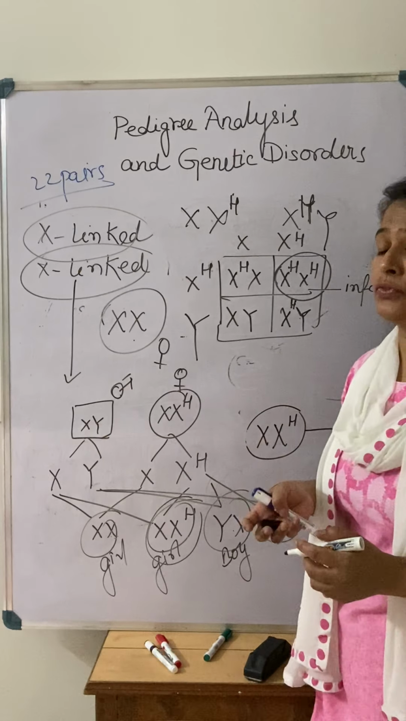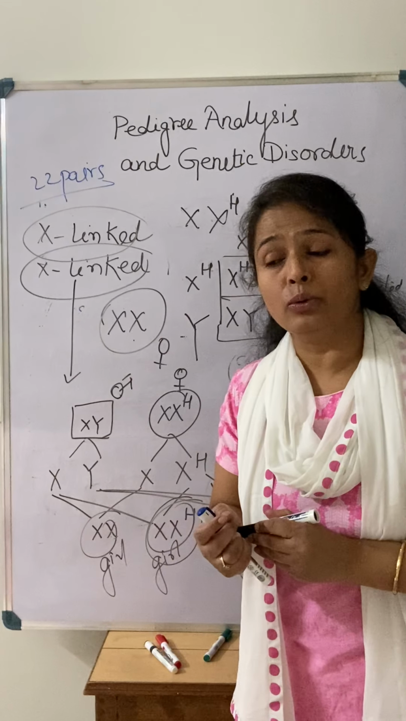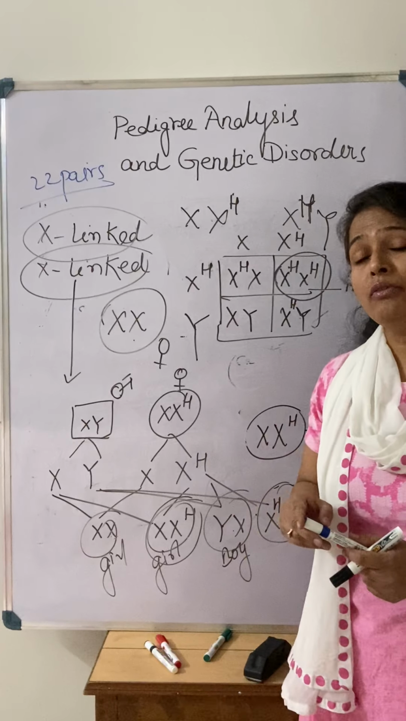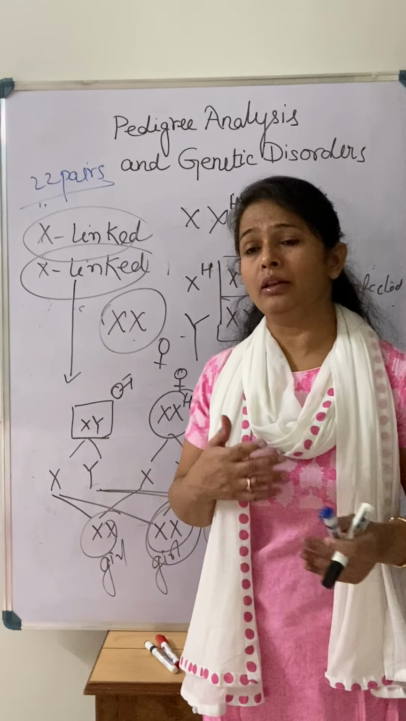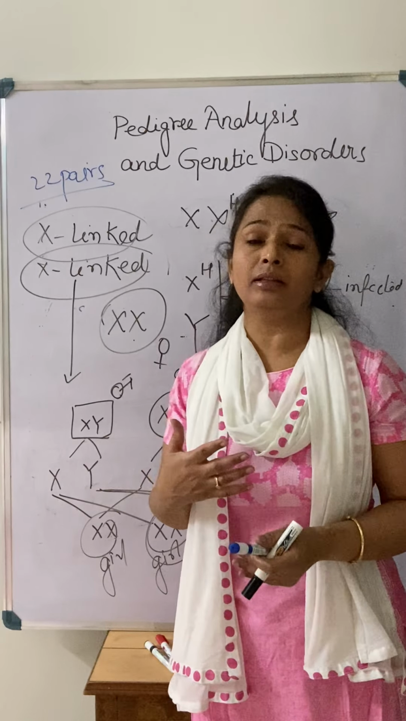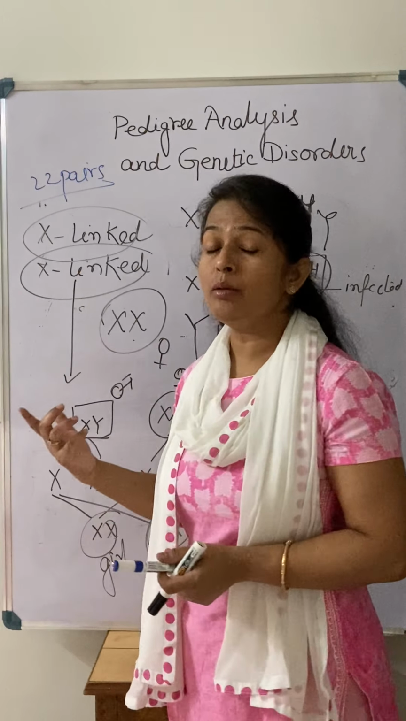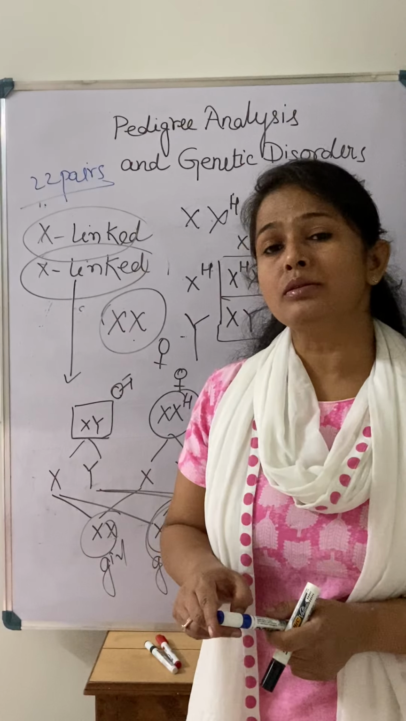And hemophilia is very common in the Queen Victoria family. If you see the history of this family, you will get to know that all the females are getting that disease from the female. So this is about hemophilia. Now another disease is color blindness.